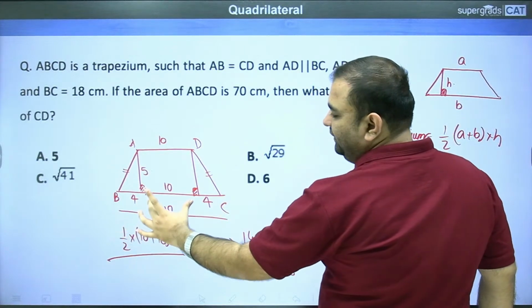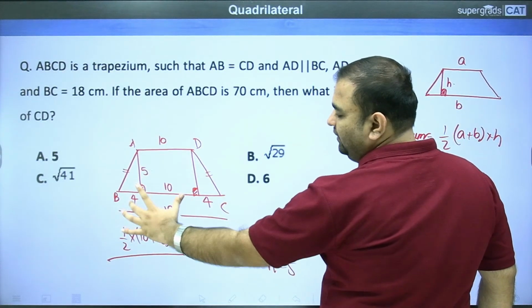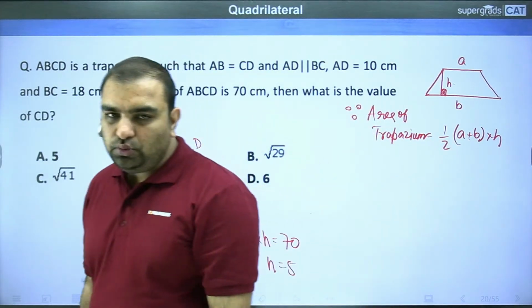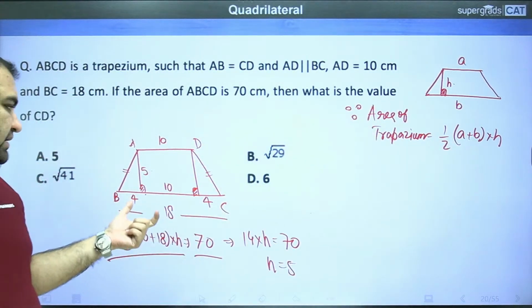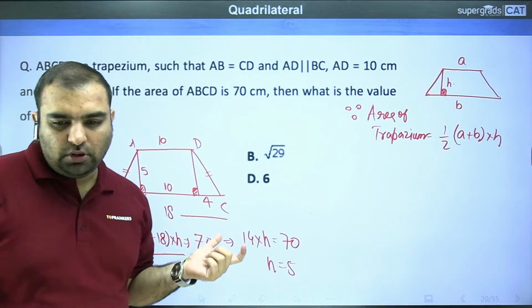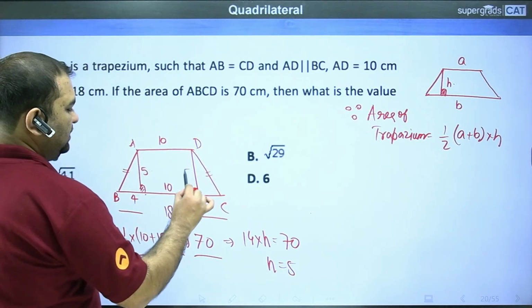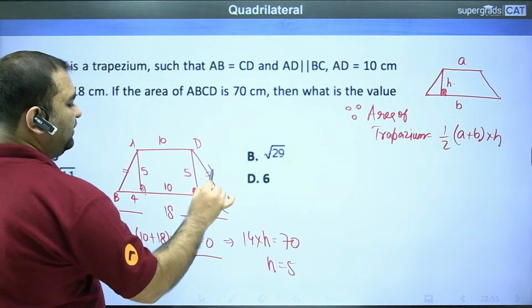Out of 18, 10 is gone, 8 is remaining, to be split into 2 equal parts, because these two are equal sides. These two equal sides mean it is an isosceles trapezium. So these two parts will also be equal, 4 and 4. What is the value of CD? This is a 5, 4 right angle triangle.